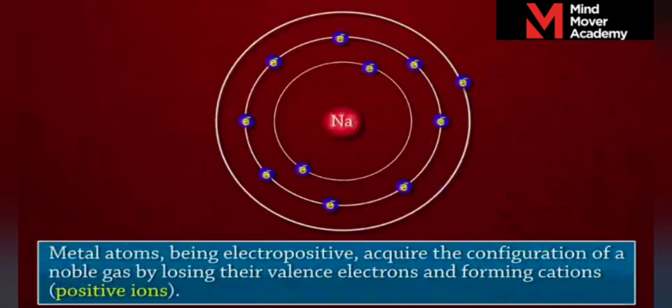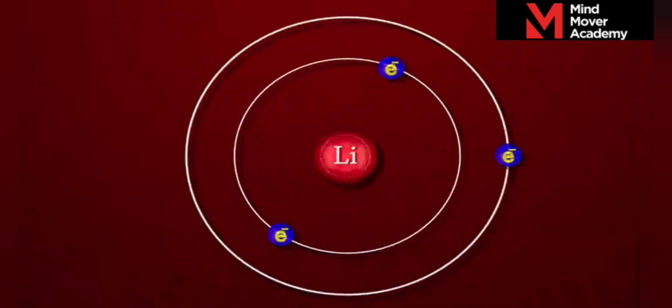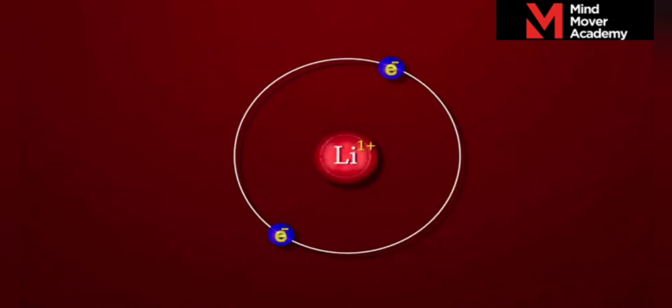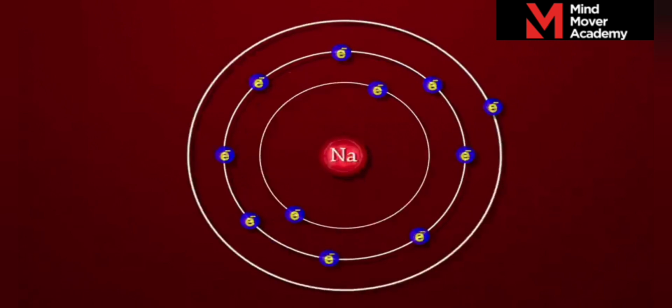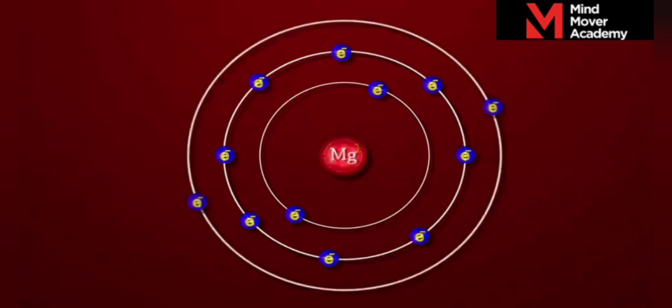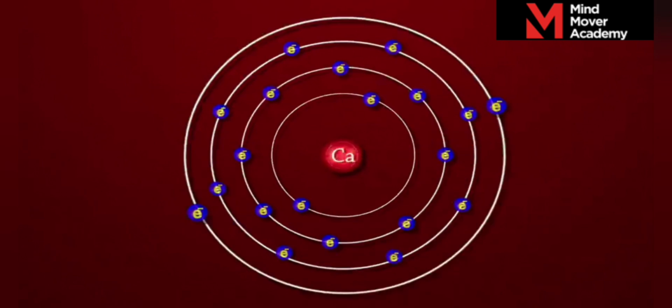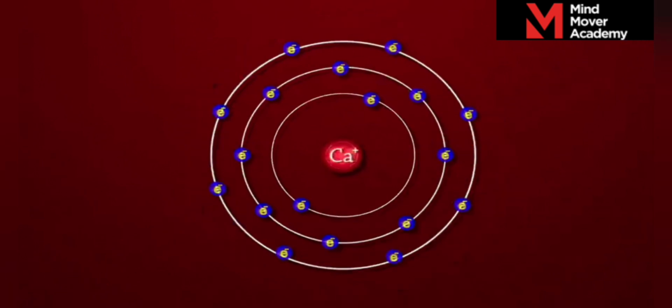Metal atoms, being electropositive, acquire the configuration of a noble gas by losing their valence electrons and forming cations or positive ions. For example, lithium loses 1 electron to form Li+ ion. Sodium loses 1 electron to form Na+ ion. Magnesium loses 2 electrons to form Mg2+ ions. Calcium loses 2 electrons to form Ca2+ ions.